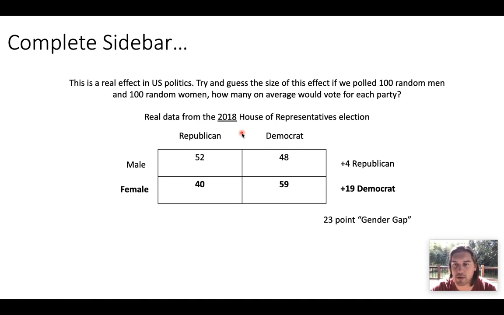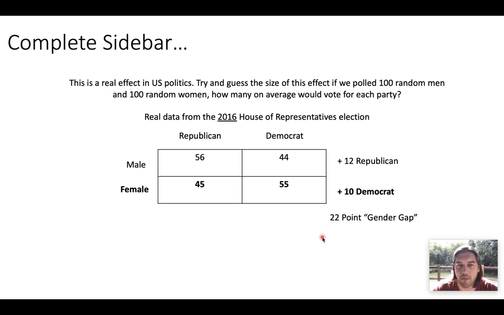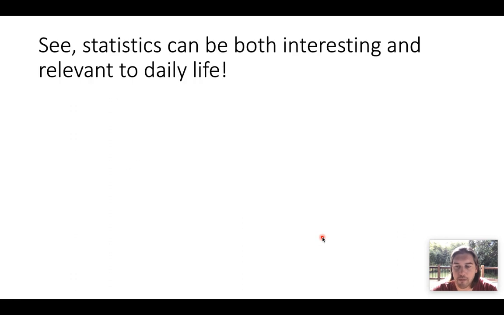So this makes sense, right? These patterns hold based upon what happened in the elections. But in spite of the differences in these numbers between 2016 and 2018, we still have basically the same gender gap, a 22-point gender gap between men and women. So, see, statistics can be both interesting and relevant to important things in your daily life. Just a little reminder of that, this is not trivial. These are really important things that we're talking about, and these skills that you learn can be used to assess really important questions in the world.